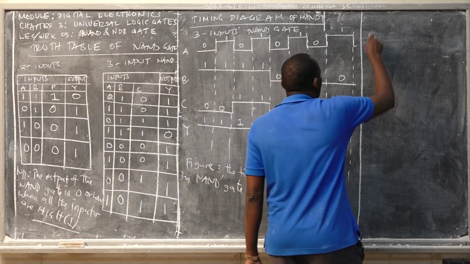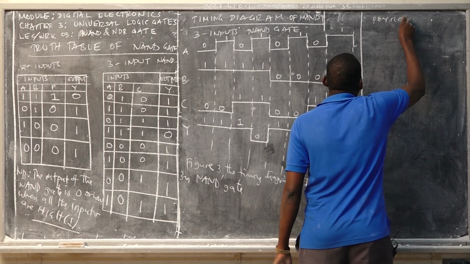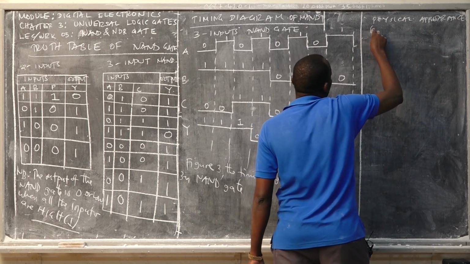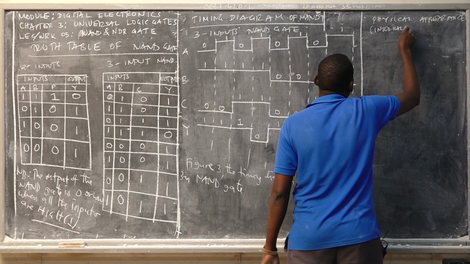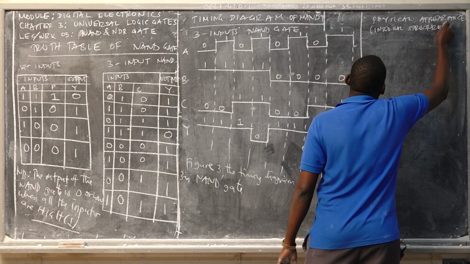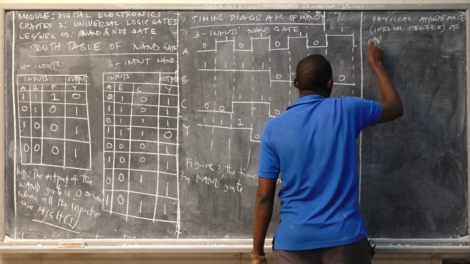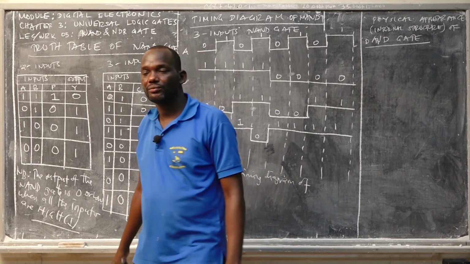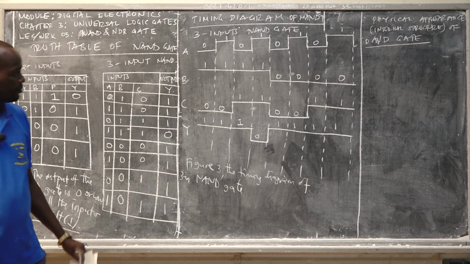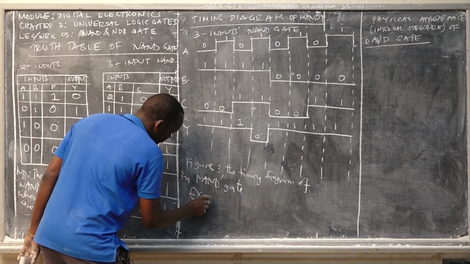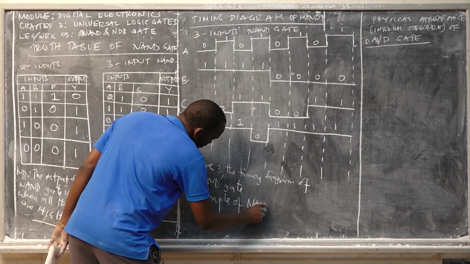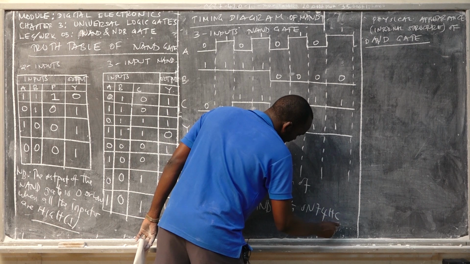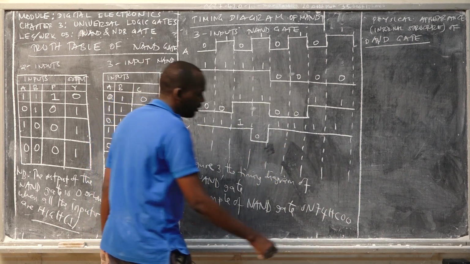So then the next concept that we have discussed is the physical appearance, or we call it the internal structure, of the NAND gate. An example of a NAND gate is SN74HC00N.